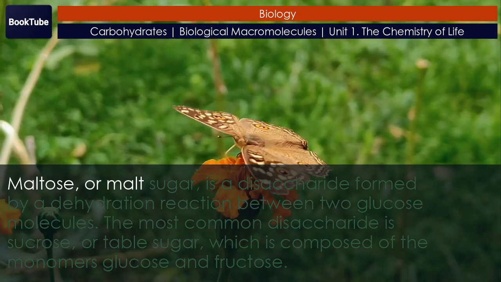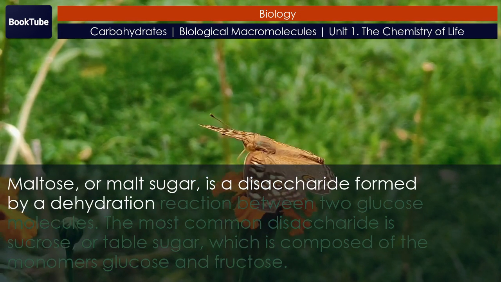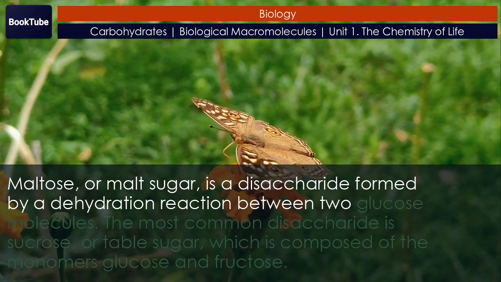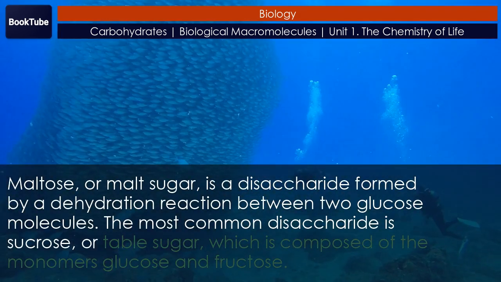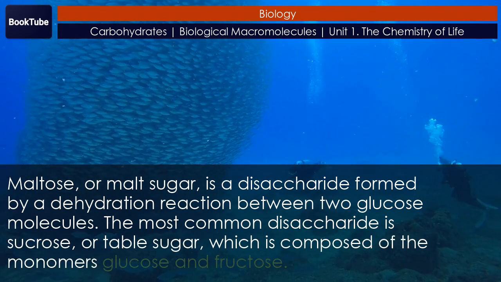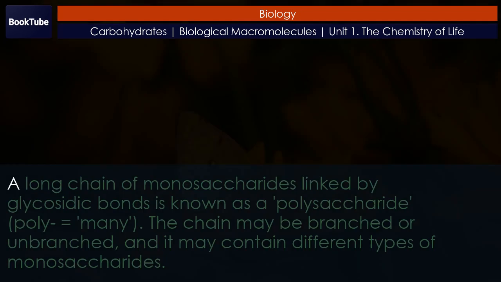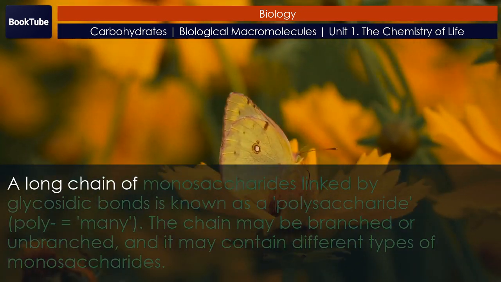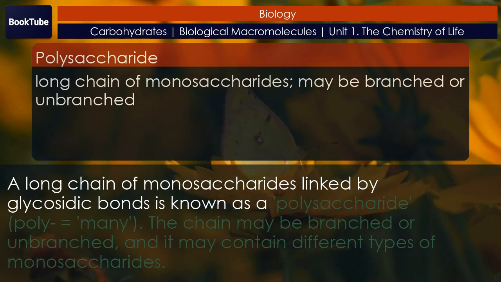Maltose, or malt sugar, is a disaccharide formed by a dehydration reaction between two glucose molecules. The most common disaccharide is sucrose, or table sugar, which is composed of the monomers glucose and fructose. A long chain of monosaccharides linked by glycosidic bonds is known as a polysaccharide.